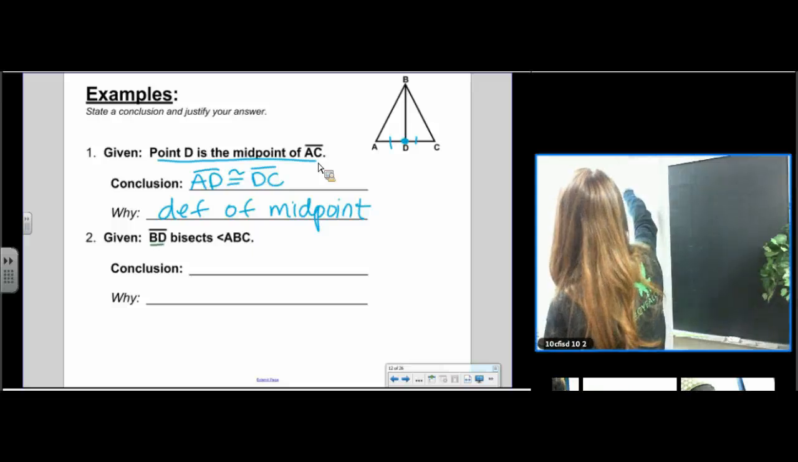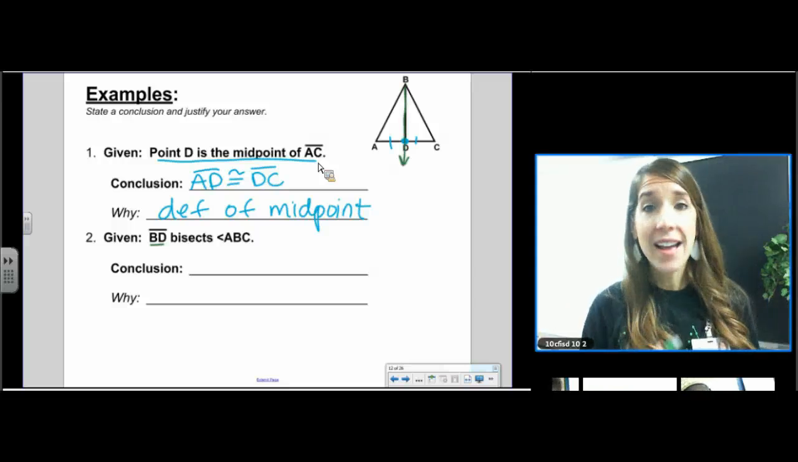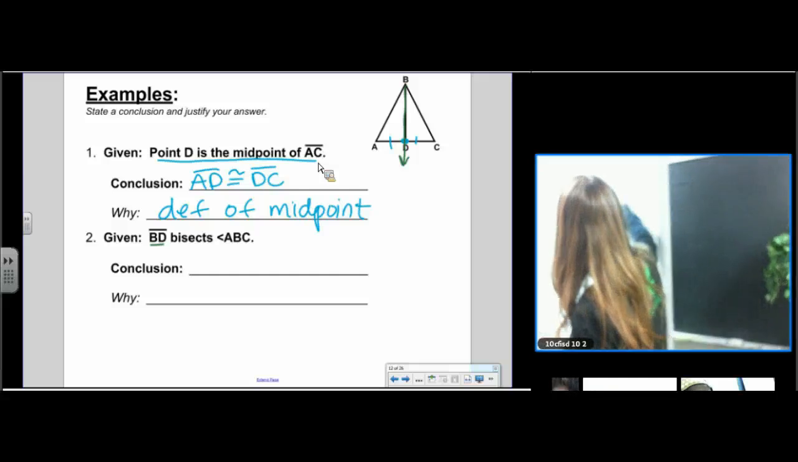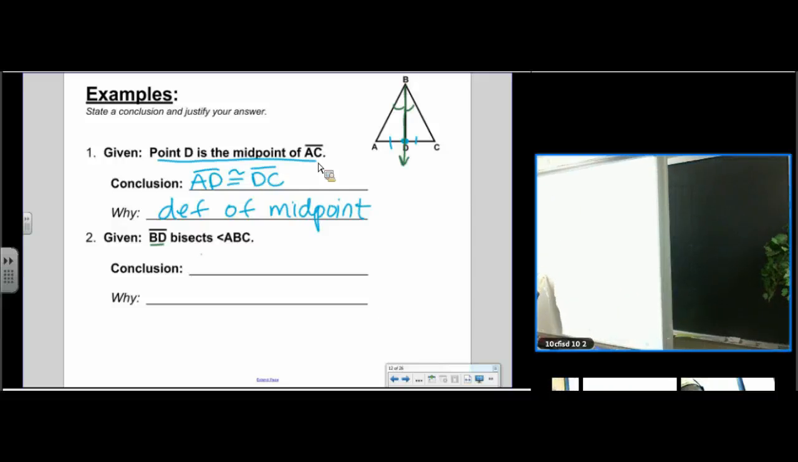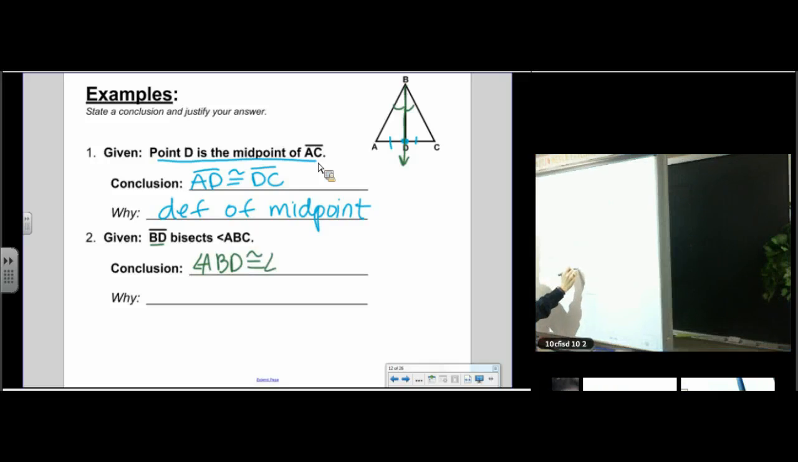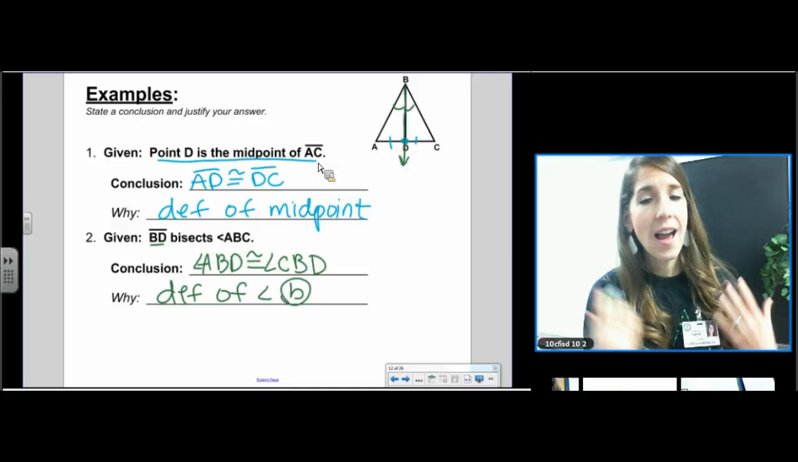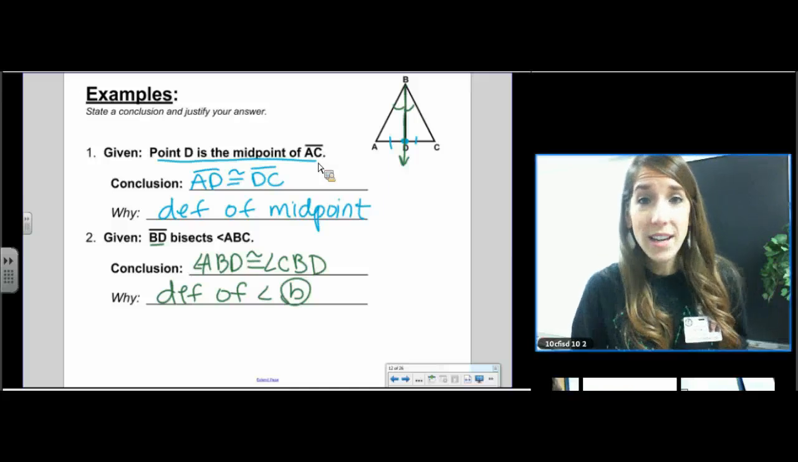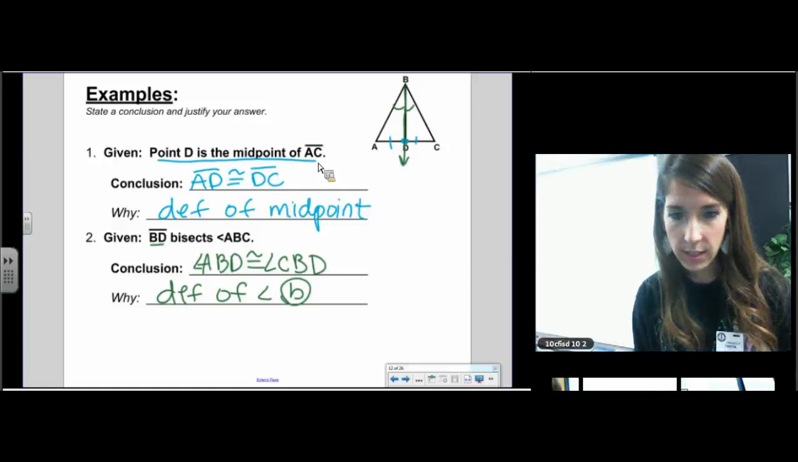BD bisects ABC. So you ask yourself, if I knew that that was a bisector, what would I add to my picture? Well, I would add arcs. When I add arcs, what do those arcs really mean? Those arcs mean that angle ABD is congruent to angle CBD. Why? Definition of angle bisector. So it's just saying, if I know this one piece of information is true, what can I do about it and why can I do it? Keep going? Yes?